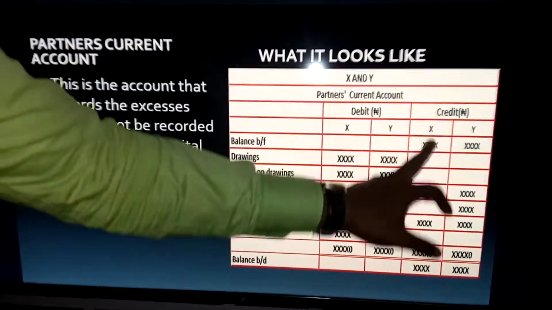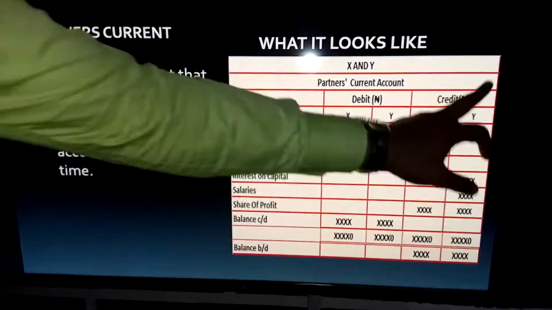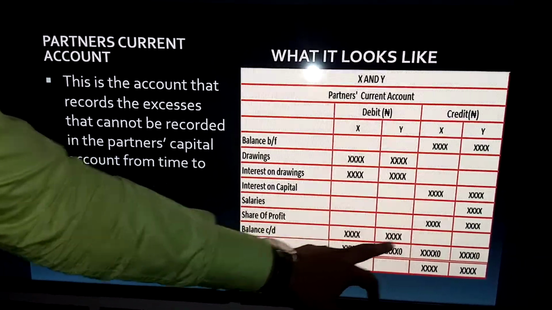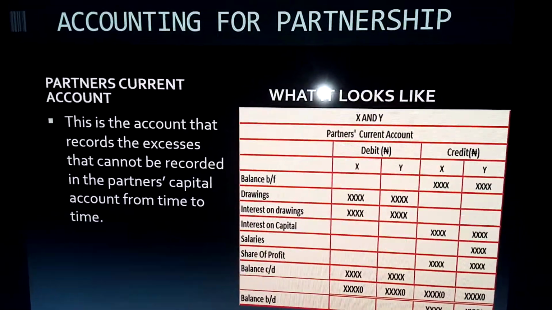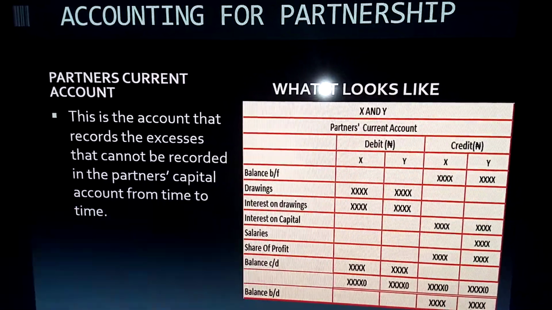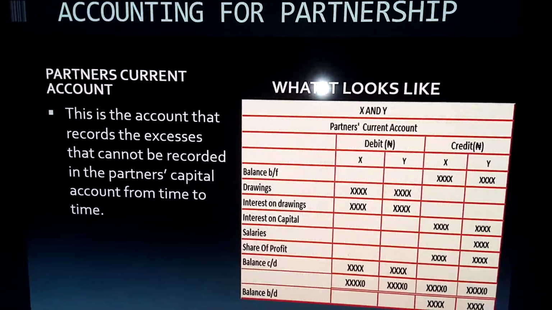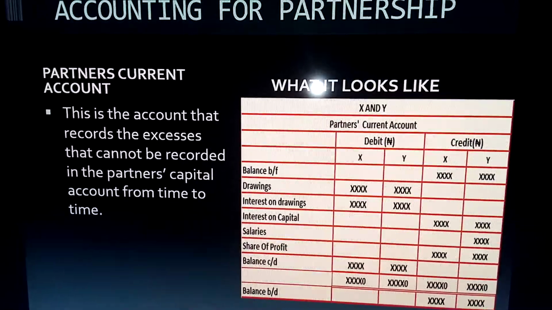So if your X credit is higher than your X debit, the balance carried down is on the debit side here. If your Y credit is higher than your Y debit, the balance carried down is on the debit side. So the balance carried down becomes the balance brought down here. So it depends. You have to know which is higher. Okay, the balance carried down stays on the lesser part of the columns.